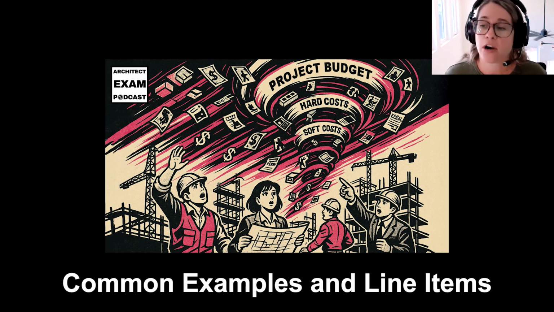Site work is also a hard cost and includes everything happening outside the actual building, like excavation and grading, foundation systems, site utilities and drainage, parking lots, sidewalks, and landscaping. All of that is considered a hard cost of the project as well.